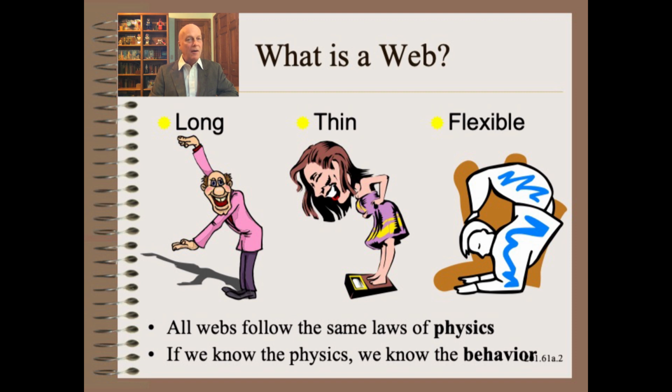A web is long, thin, and flexible. All webs follow the same laws of physics. This is convenient. This means you do not have to learn one set of rules for a thick film and another for thin film. You do not need to learn a different set of rules for paper, film, foil, nonwovens, and even textiles. They are all the same.